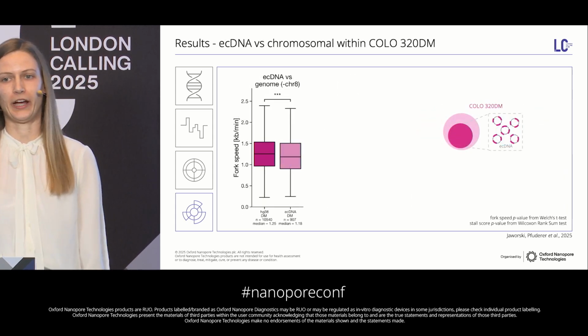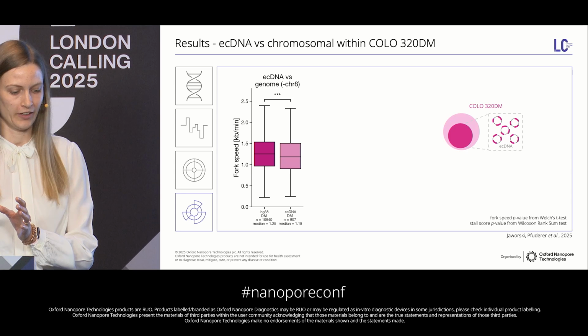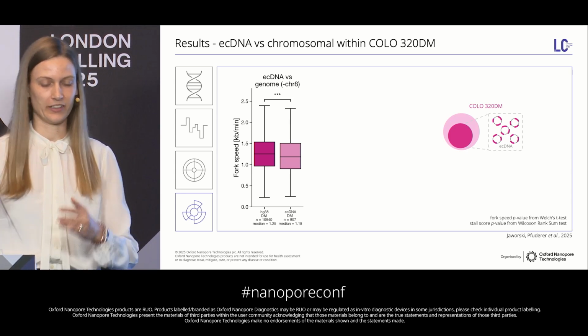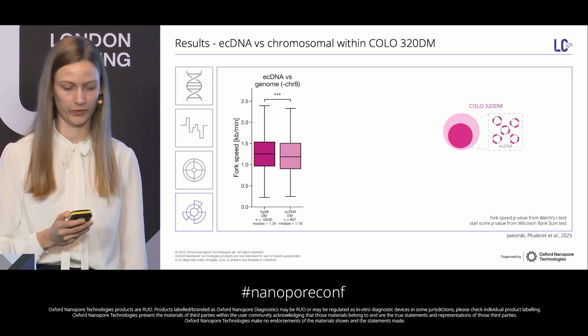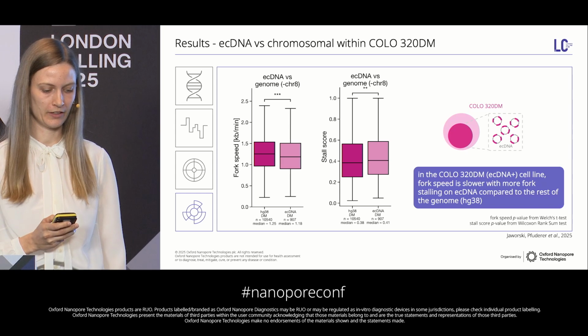Now moving on to comparing in the same cell line the ecDNA to the rest of the chromosomes, we see that in ecDNA, again, the fork progression rates are significantly slower compared to the chromosomes, while again, there was more replication fork stalling.